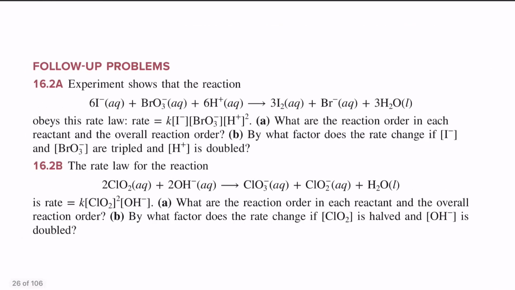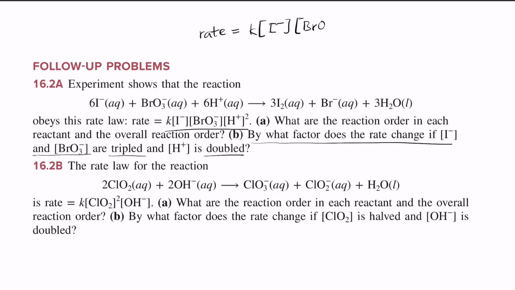Notice in this problem, other than the original question, they also ask what the reaction order is in each reactant and the overall order. They've also asked by what factor the rate changes if I minus and BrO3 minus are tripled and H plus is doubled. Let me solve that part. The rate here is k times I minus times BrO3 minus times H plus squared.